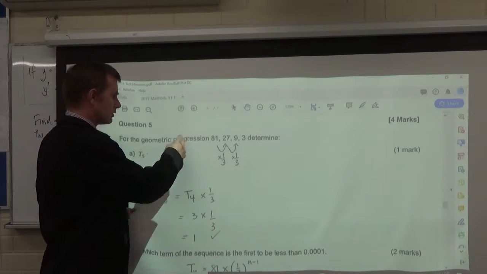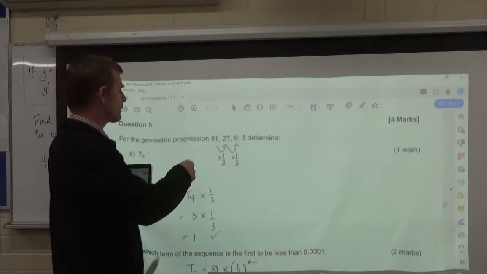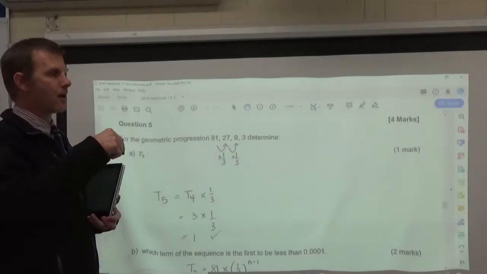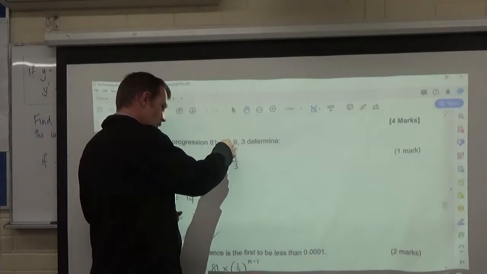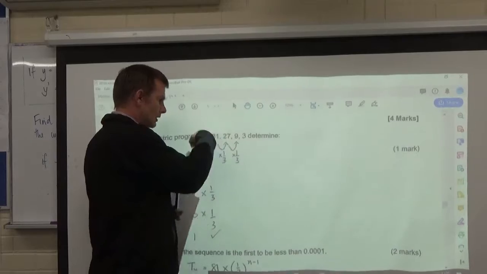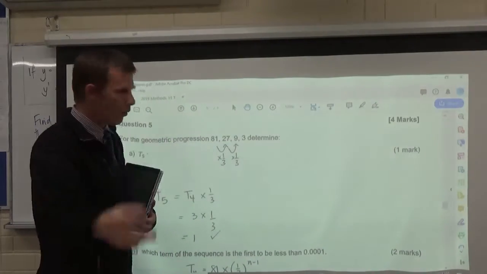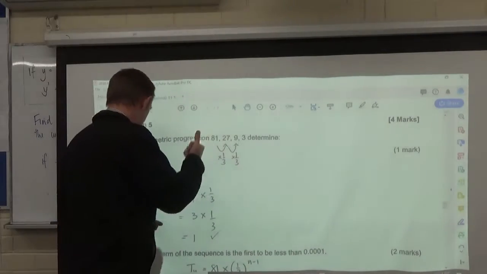Question number 5. Here we go. Geometric progression. Geometric. Constant multiplier. Must be constant multiplier. What am I doing? It's getting smaller, so I've got to multiply by a number less than 1. How can I get it? This one divided by this one. 27 divided by 81, 1/3. 9 divided by 27, 1/3. 3 divided by 9, 1/3.